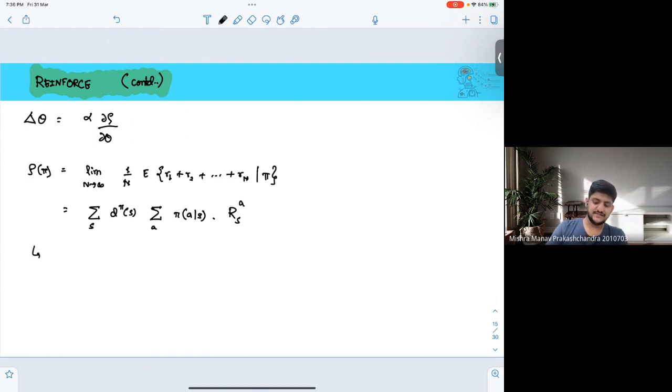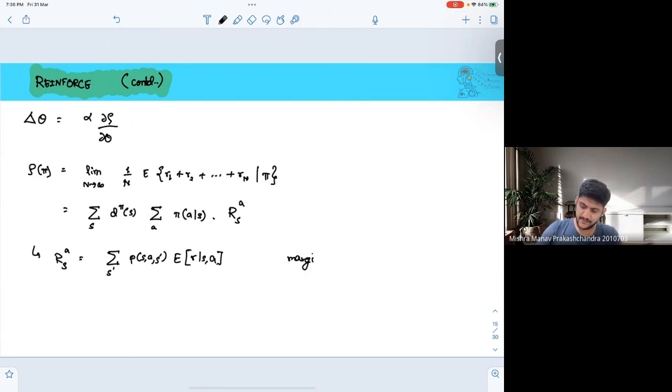Okay, so in this case my reward is simply marginalized over S prime. Okay, so it is summed over S prime. So I have this quantity times the expected reward given S, A. It's a marginalized sum over S prime, right?